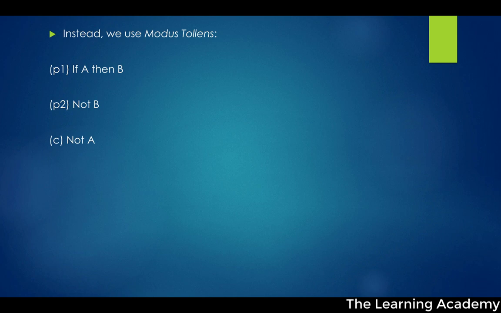If it is raining, I should take an umbrella. Premise 2, I should not take an umbrella. Conclusion, therefore it is not raining. It's sort of like mixing the argument up and trying to conclude the argument from a different angle. So if it is raining, then I should take an umbrella. Premise 2, I should not take an umbrella, therefore it can't be raining.